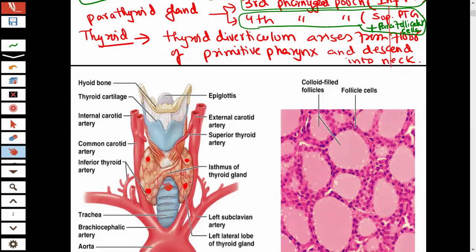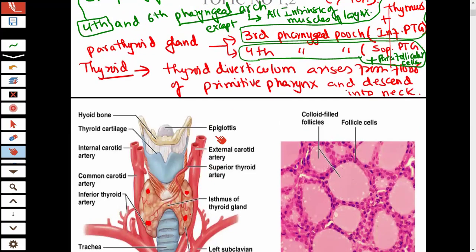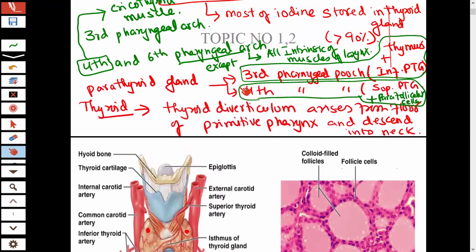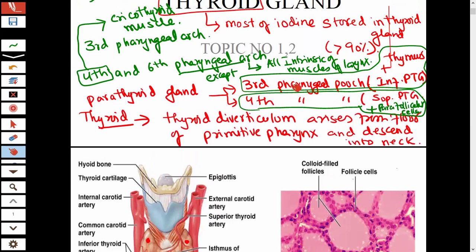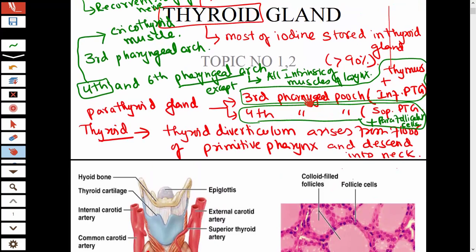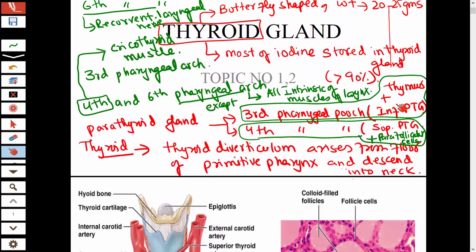This is the diagram of the thyroid gland. On the posterior surface of the thyroid gland, you have these four parathyroid glands. Now, the development of these four parathyroid glands is important. They are developing in the third pharyngeal pouch and fourth pharyngeal pouch. What is developing in the third pharyngeal pouch? Number one, your inferior parathyroid glands and the thymus are developing in the third pharyngeal pouch.